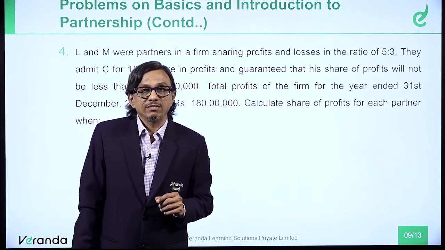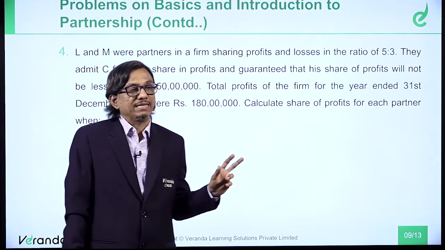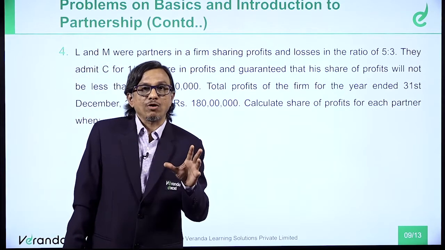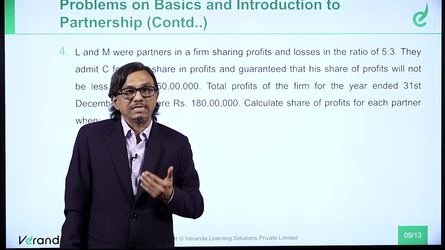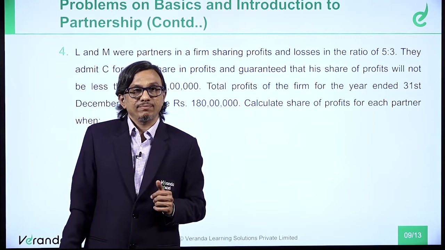Total profit for the particular year, that is the year ending 31/12/20, is 180 lakhs. What will be the share of profit available to all the three partners L, M and C? How to calculate that? Let us see.